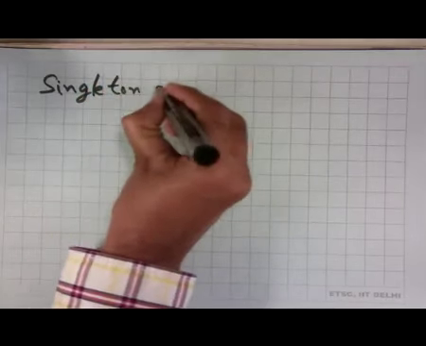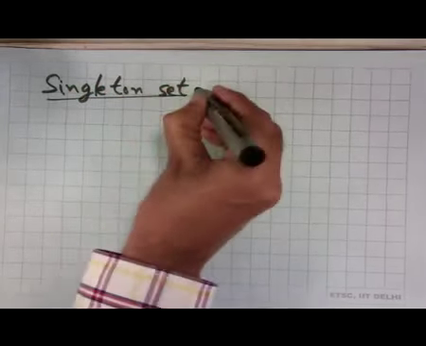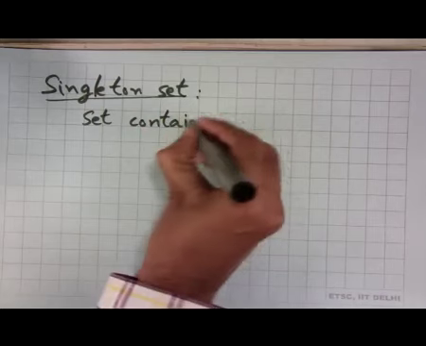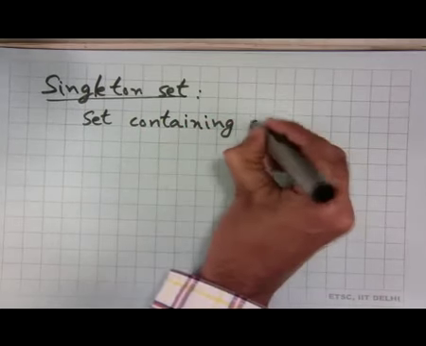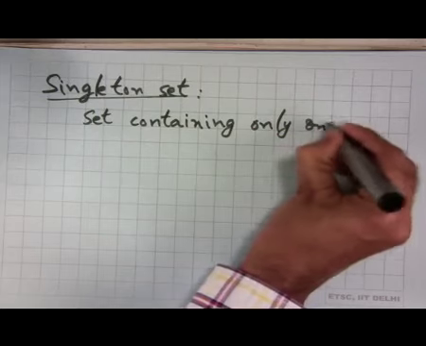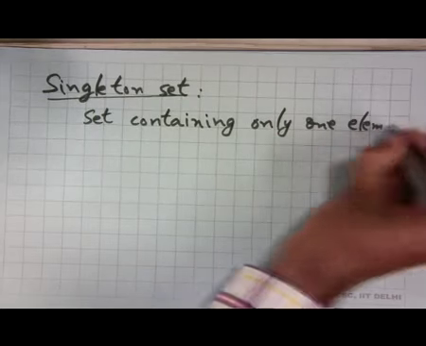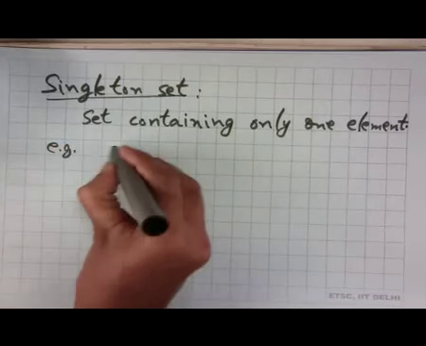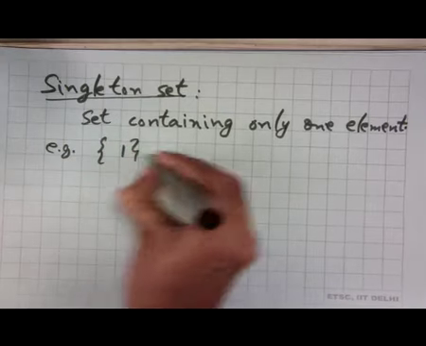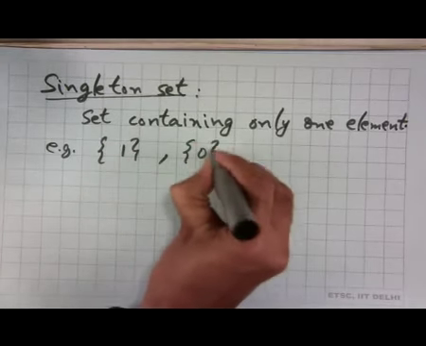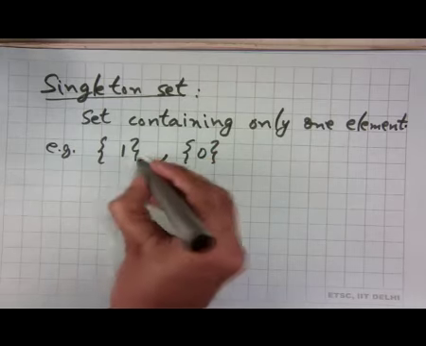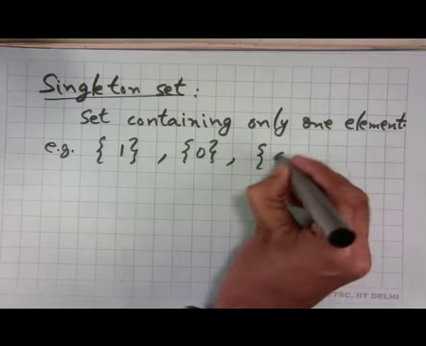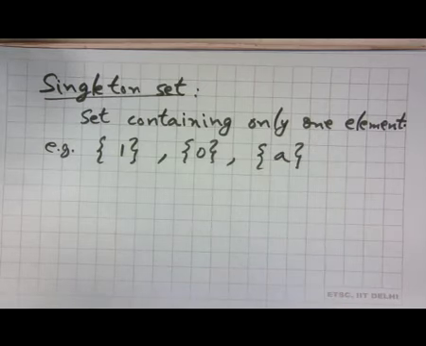Some other terminology. Singleton sets, this means a set containing only one element. So, the set containing only 1, the set containing only 0, the set containing only the alphabet A, these are singleton sets.